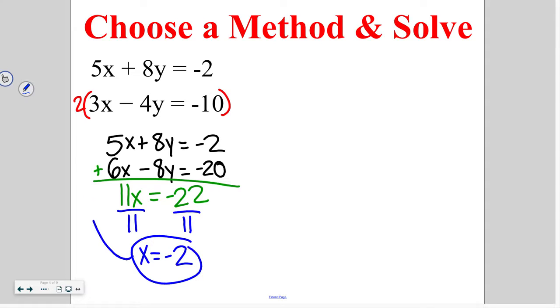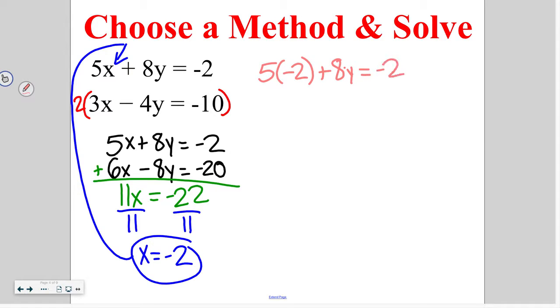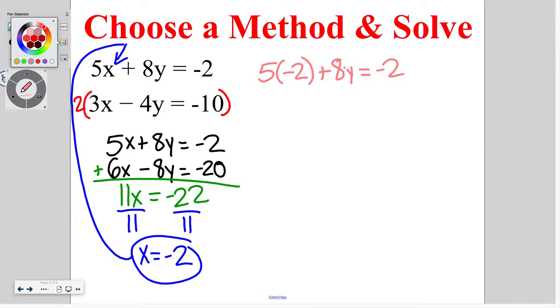Then I'm going to need to plug that back in. A little too far. We're going to plug that back in for x, not for y. And we are going to get 5 times negative 2 plus 8y is equal to negative 2. 5 times negative 2 gives me negative 10 plus 8y is equal to negative 2.